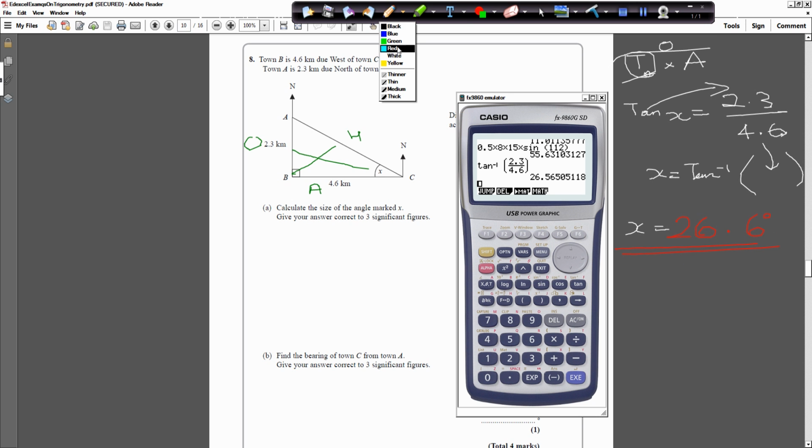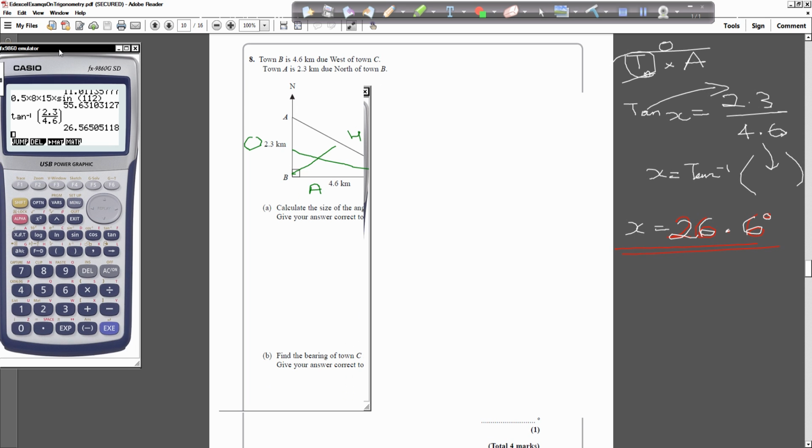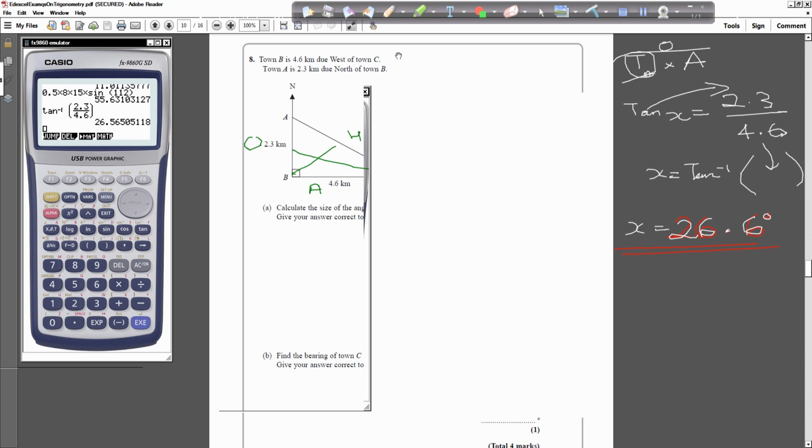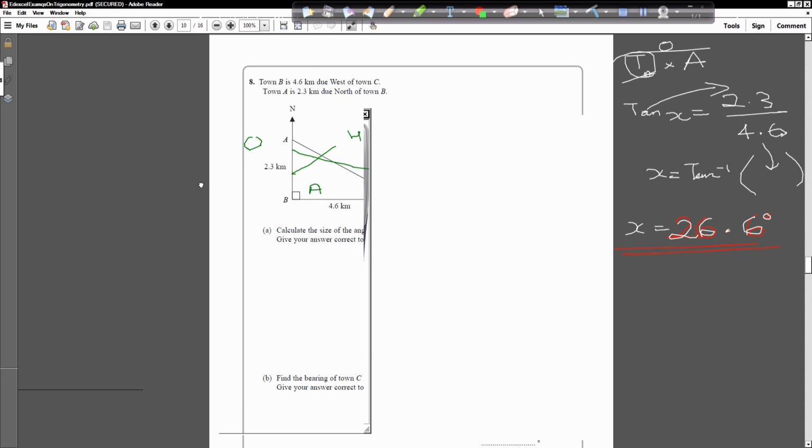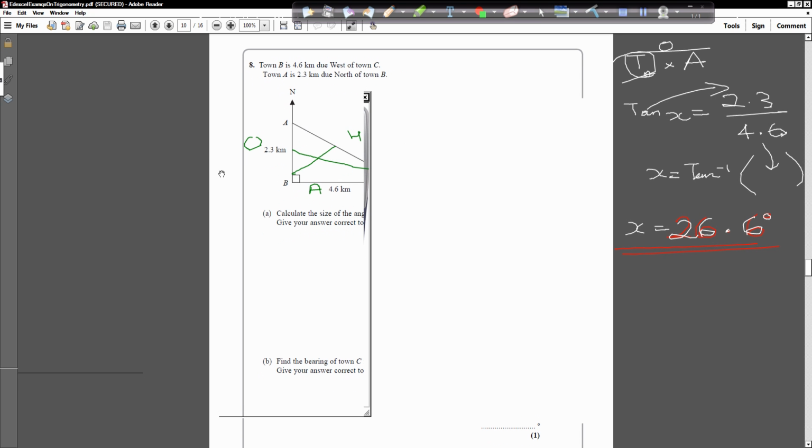I'm going to go over there in white because that doesn't look very clear. Oh, that looks nice and lovely. Okay, so we have worked out the value of x. Now we've got to work out the bearing of town C from town A. Let's have a look. Okay, no, that doesn't look good. Okay, we've lost part of the question.